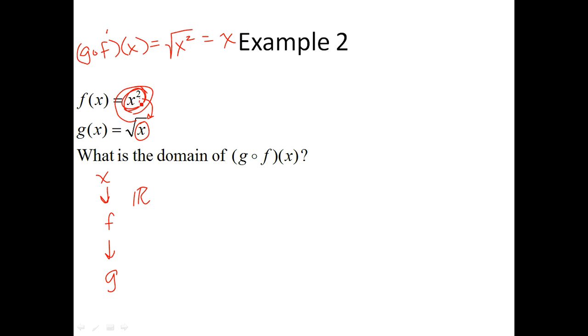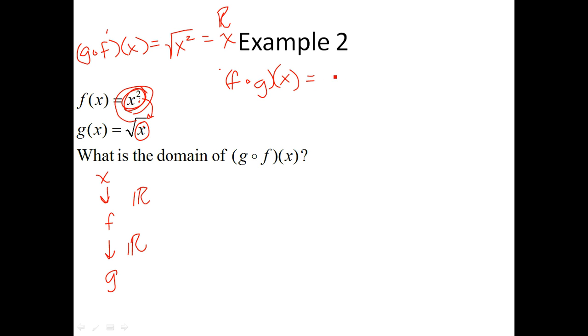Any number that I plug in here is still going to give me a positive number when it goes into g. Okay, so when we did the composition of functions for g of f here, we got x, which has the domain of all real numbers. And when I did it this way, I see that I still have all real numbers. So that matched up. Let's try f of g now and see what we get.